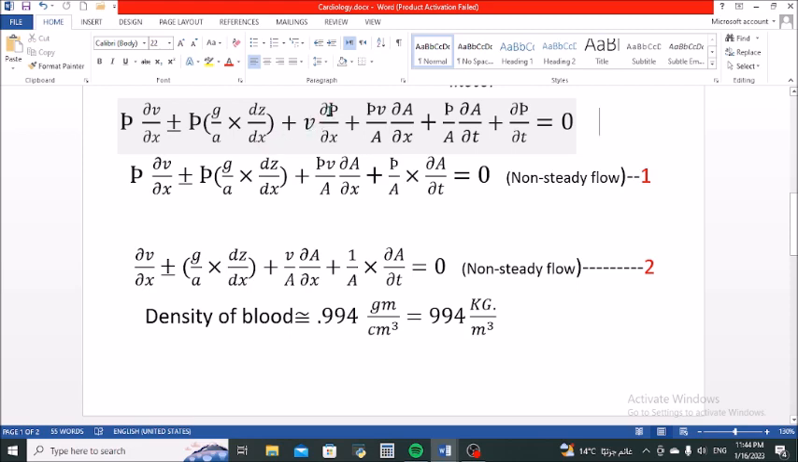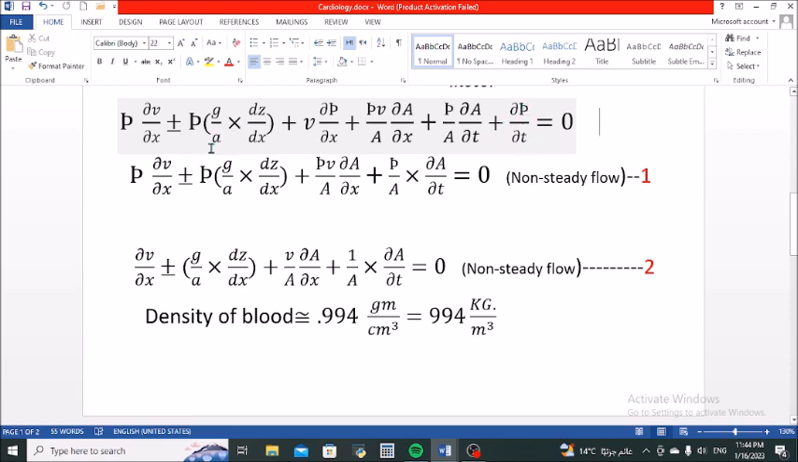Then v times partial rho by partial x, the change in density with distance, plus rho v over a, the present area, times partial a by partial x, the change in area with distance, plus rho over a, partial a by partial t, that is the change in area for a given section by time, the section under study, plus partial rho by partial t, the change in density with time.